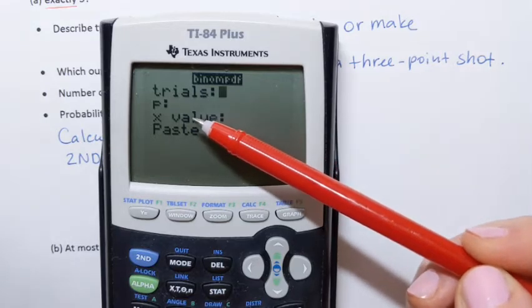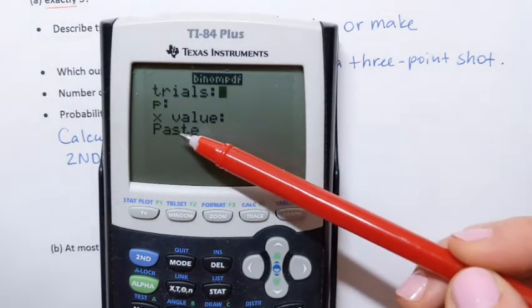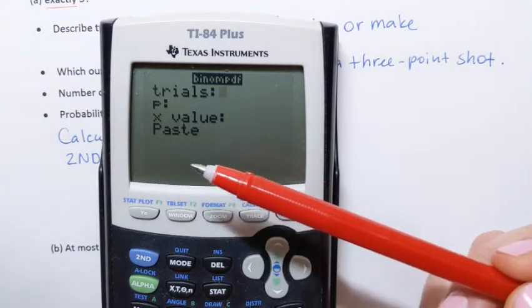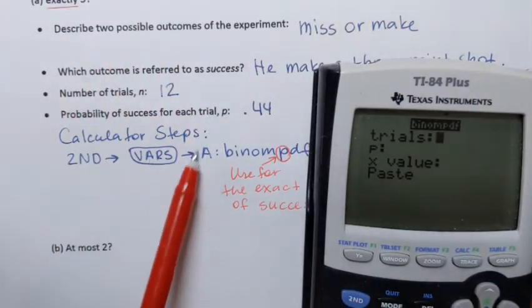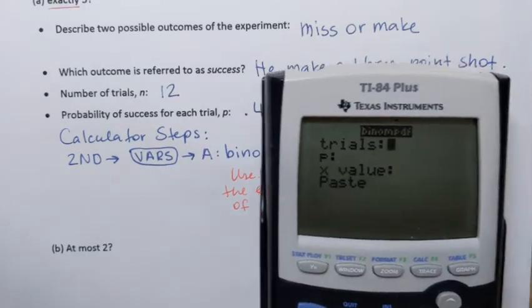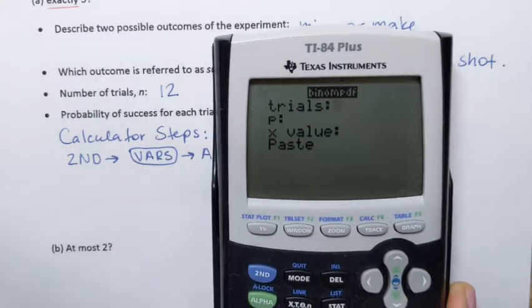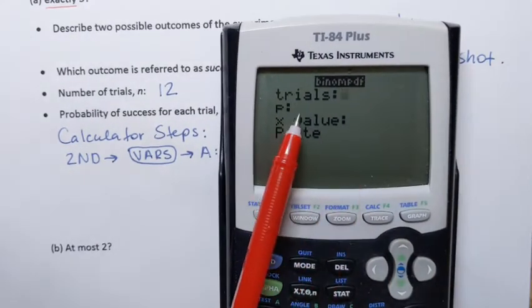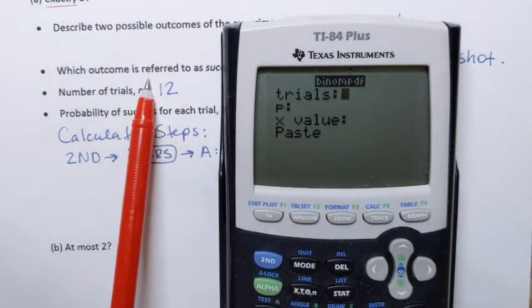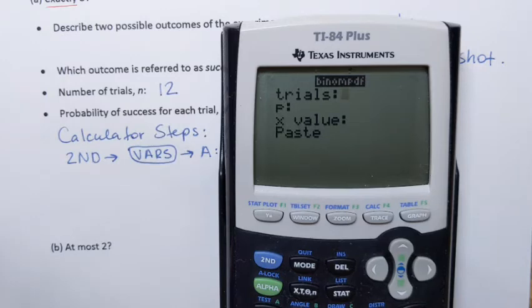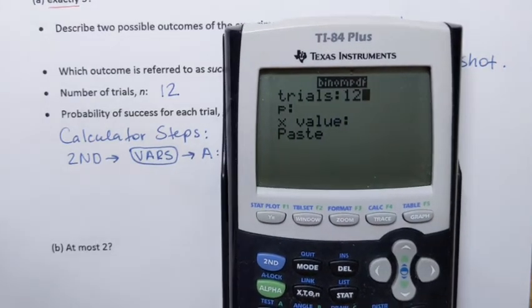Now, trials. Our calculator is basically asking us to describe the binomial experiment. We already described it over here, but our calculator needs that information. So let's put it in our calculator. Trials: the calculator is asking how many trials we have in this experiment. And we already talked about how it's 12 trials because Stephen Curry has to shoot 12 3-points in that experiment. So the number of trials is 12.